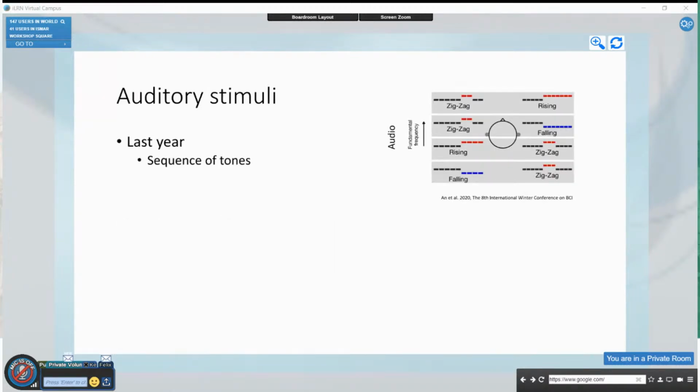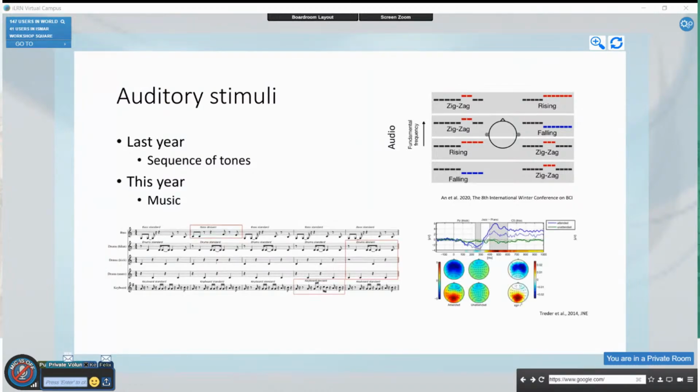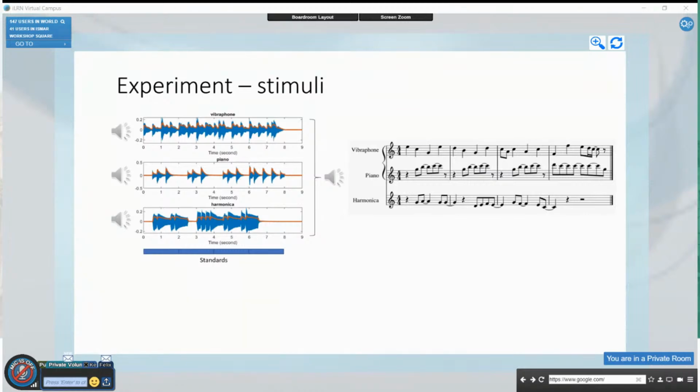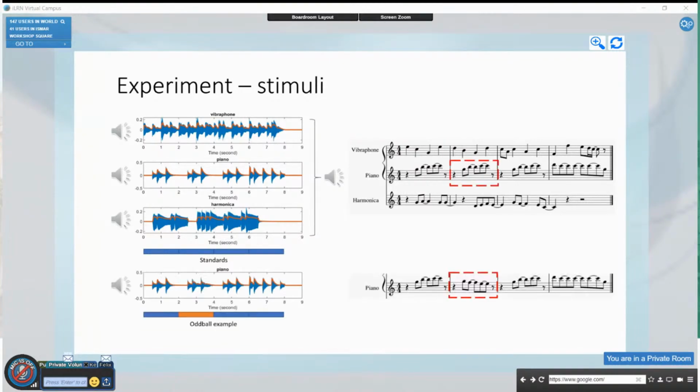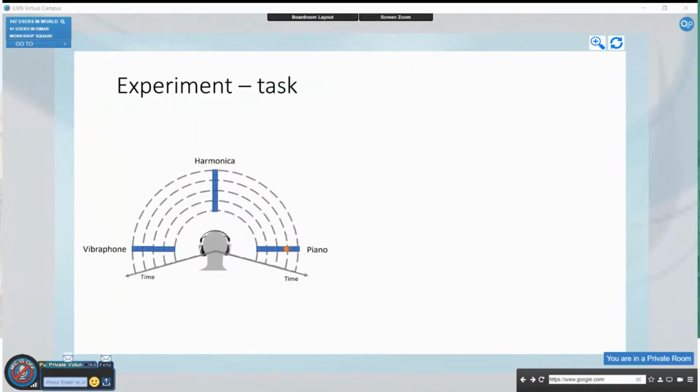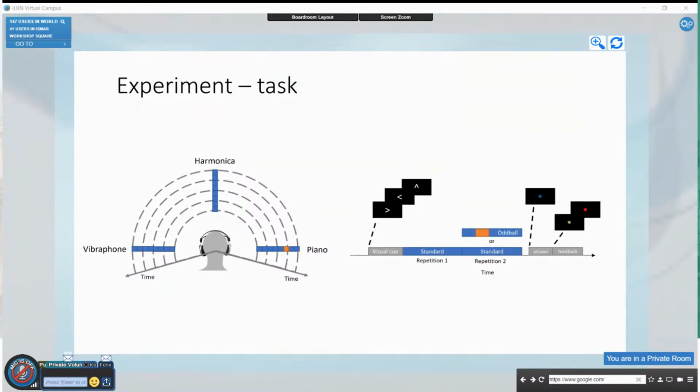And so we chose to move beyond the sequence of tones and just use sequences of music. The task was basically to detect an oddball sequence from a series of harmonically compatible renditions of a couple of tunes performed by different instruments. The task was to spot this change. We also spatialized the signal, so the different instruments were in different locations. And this is kind of what the task looked like.